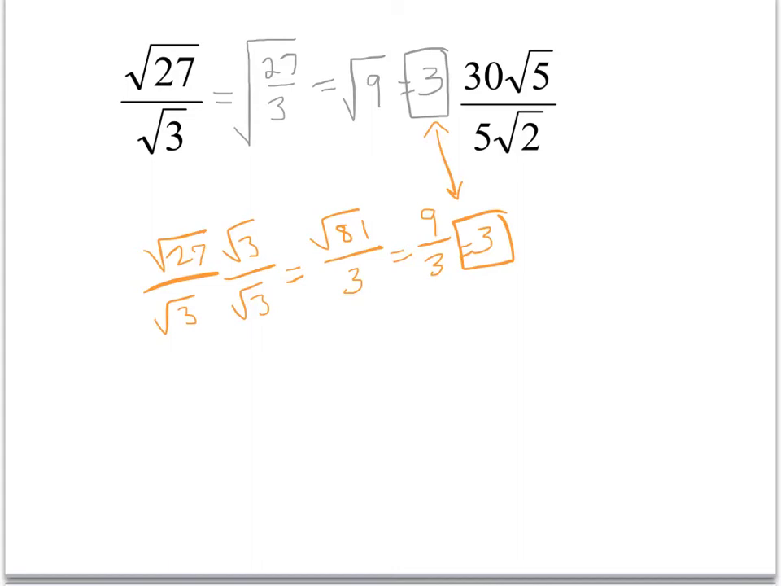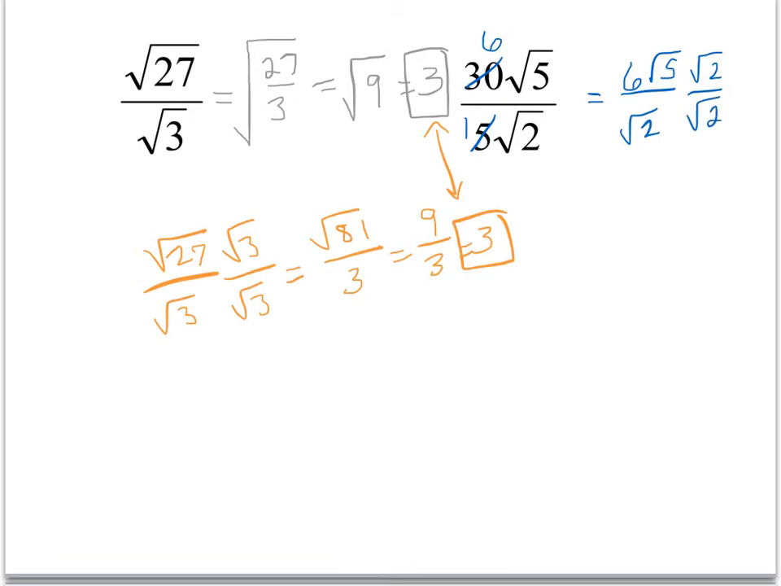Again, multiple ways we can do this. Right off the bat, though, I see 30 in the numerator and 5 in the denominator. Let's simplify that to 6 over 1. So this problem becomes 6 root 5 over root 2. How do I get rid of the root 2? I'm going to multiply by root 2 over root 2.